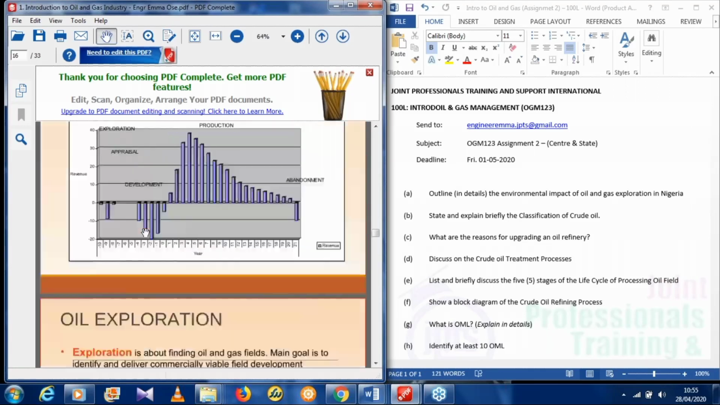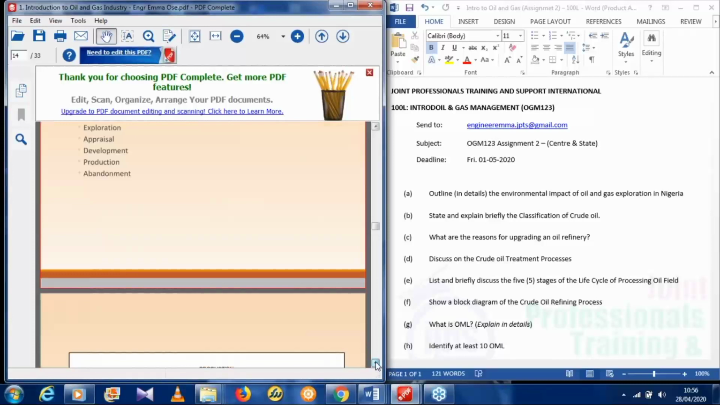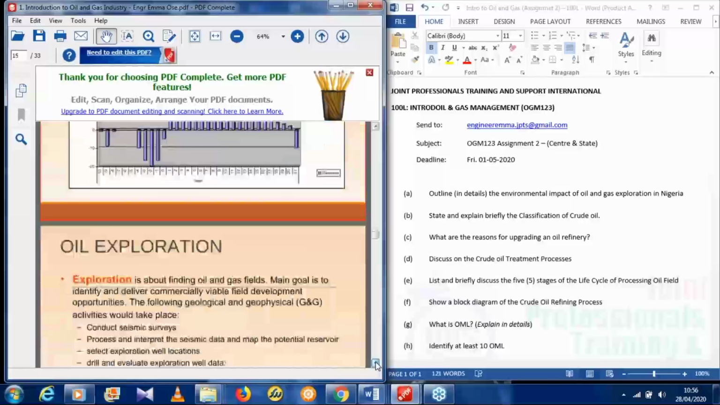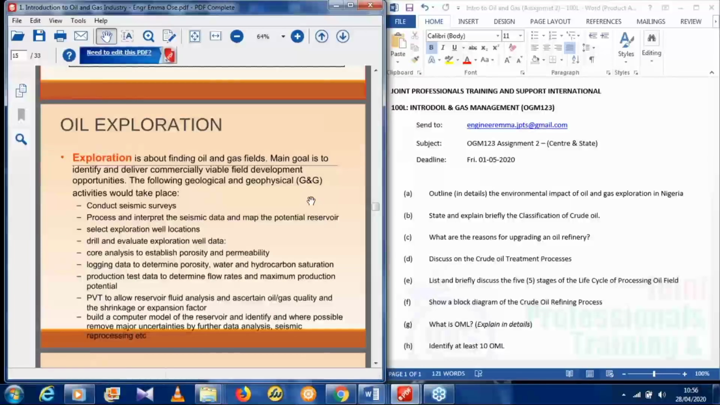You can use an acronym, EADPA, to remember it: exploration, appraisal, development, production, and abandonment. It's very important that we get familiar with these processes.